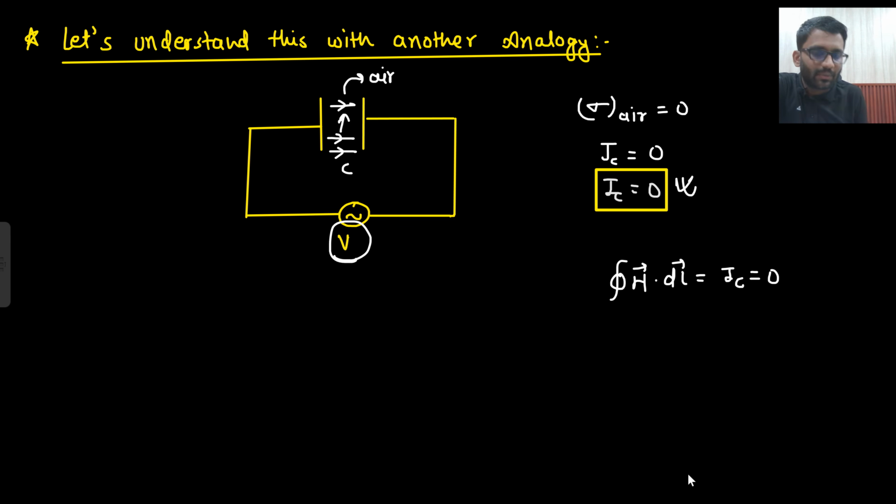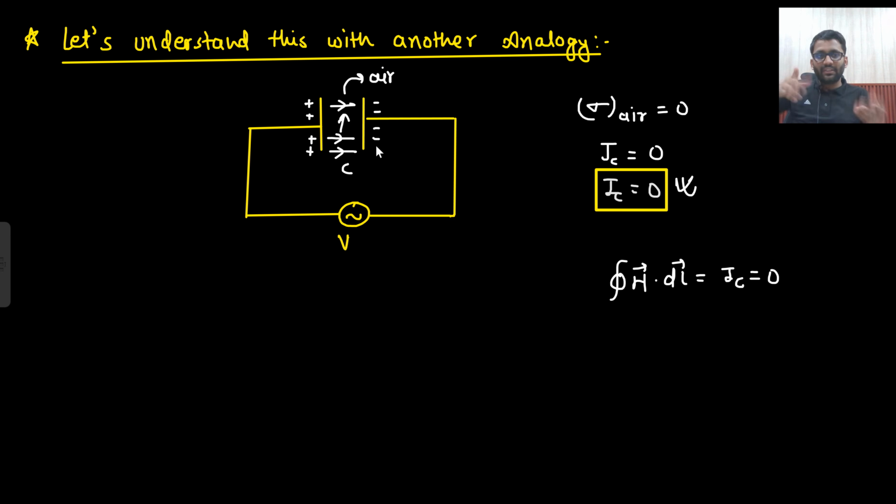What is this? This potential. This potential is time varying, right? Now the same potential is applied across the capacitor as well. So across the capacitor as well there is time varying potential.